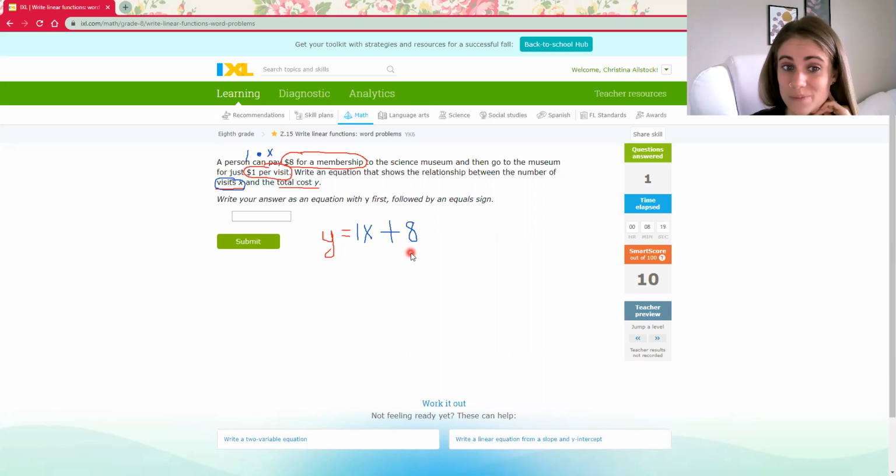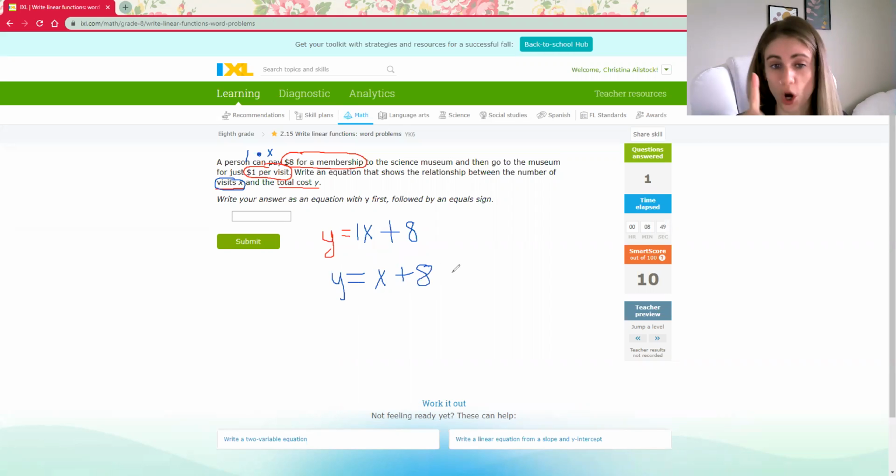Yeah, that makes sense. Now, even though this equation is correct, do you know the proper and the better way to write this? Hopefully what you're thinking is to take away that 1, because remember, mathematicians are lazy, and if we don't have to write something, we don't want to. So I don't need to write 1x. I can simply just write the variable x, because by seeing a single x there, I know that there is one of them. The nice thing is IXL will accept either of these answers.